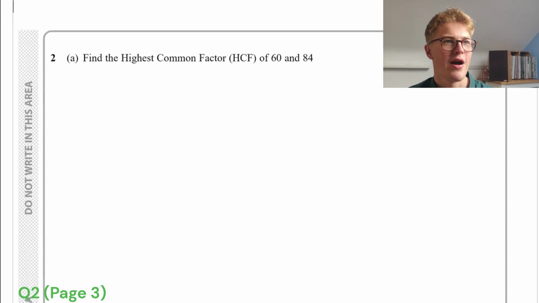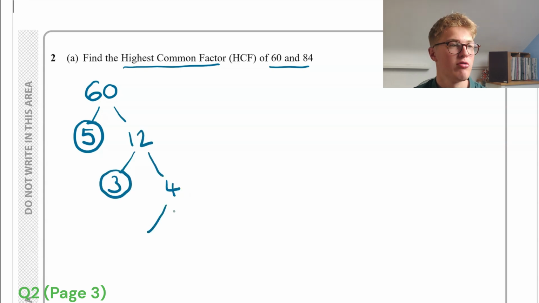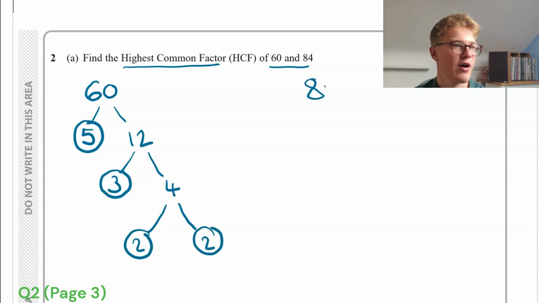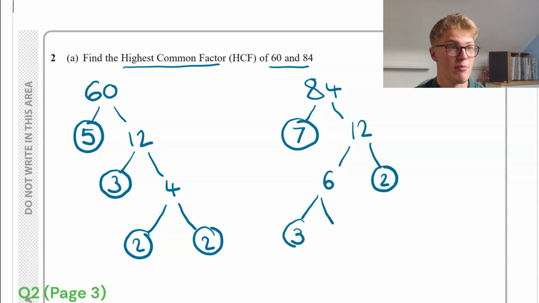Find the highest common factor, HCF, of 60 and 84. So what we do is a number tree. 60 divides into 5 and 12, 12 divides into 3 and 4, and then 4 divides into 2 and 2. So we can say 60 is equal to 5 times 3 times 2 times 2.